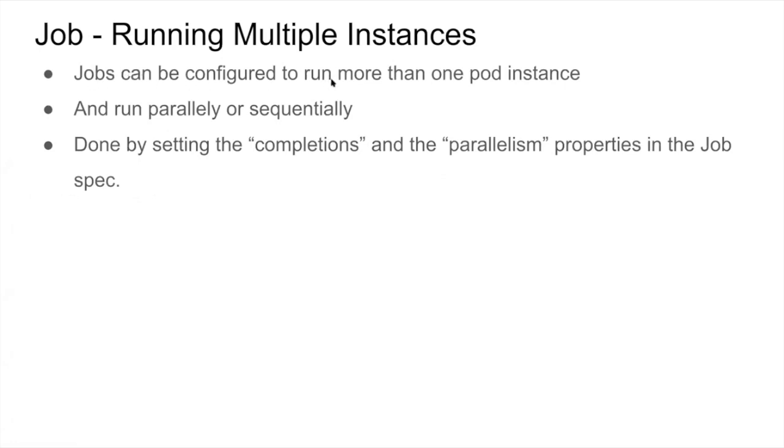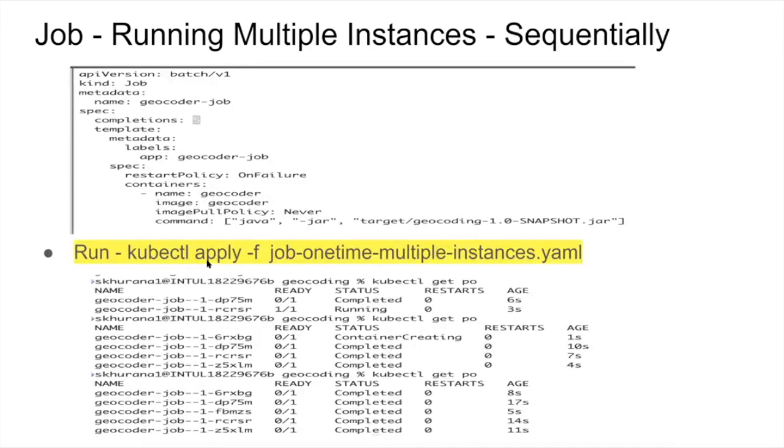Jobs can be configured to run more than one pod instance. Those instances can run in parallel, or you can run them sequentially, and we'll see examples of those. It is done by setting the completions and parallelism properties in the job spec. And this is an example. Here I want to run sequentially. So I have this job, and in the completions I want 5.